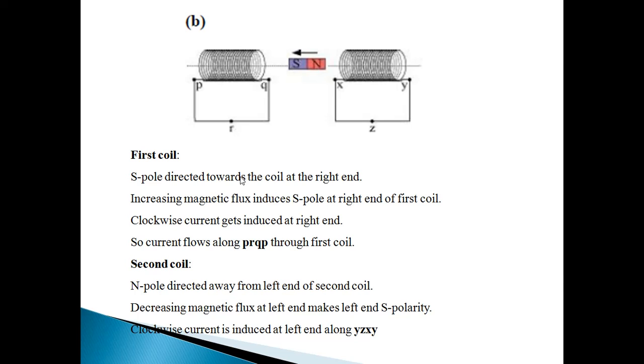But what about the second coil? You can see the north pole is directed away from the left end of the second coil. When it is directed away, there is a decreasing magnetic flux at the left end, which makes that end of the coil an attractive force. So a south pole will be induced at the left end of the second coil and therefore a clockwise current is induced there. Therefore, the external current will be along Y, Z, X, Y.